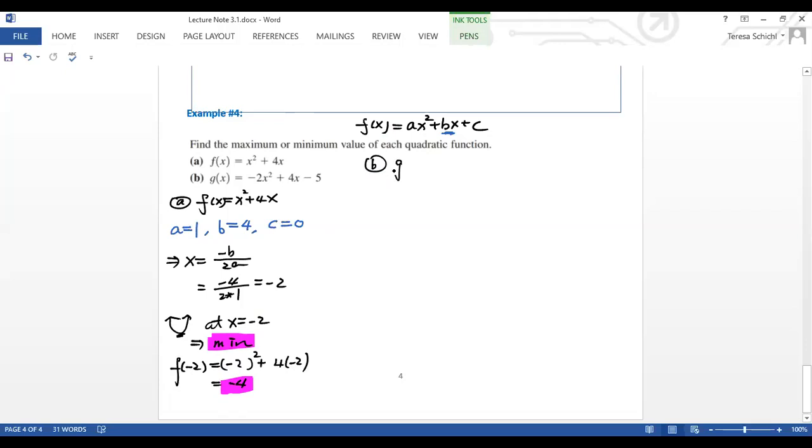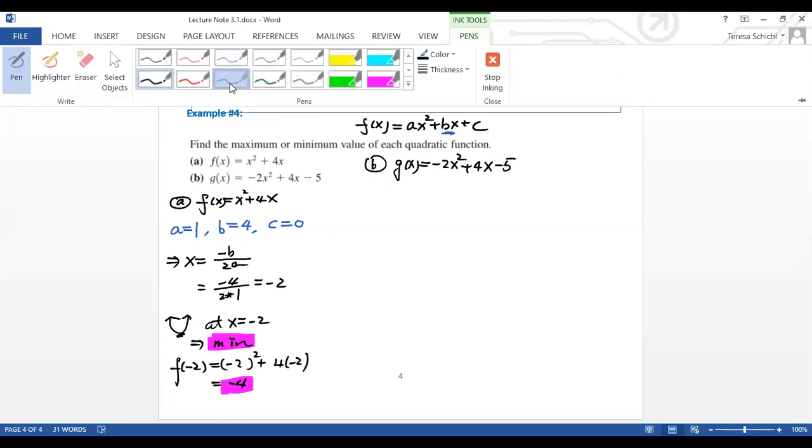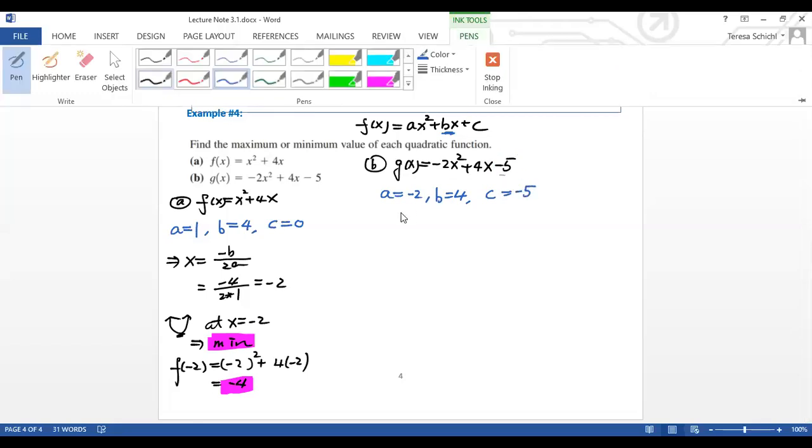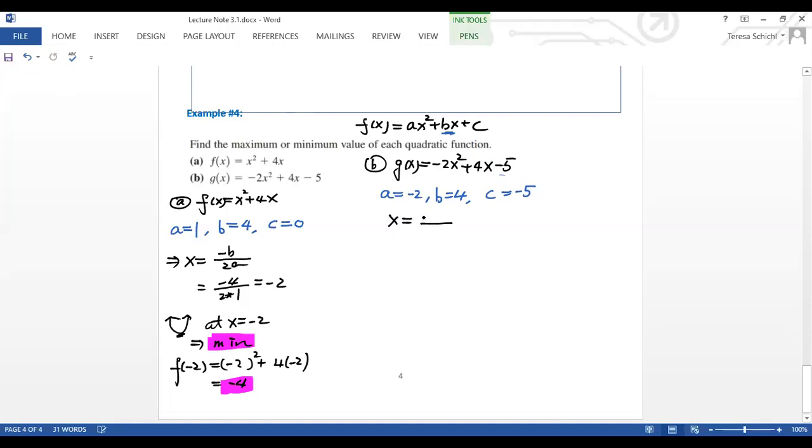Okay, let's take a look at part B. The g of x is negative 2x squared plus 4x minus 5. Let's write out the formula: a equal to negative 2, b equal to 4, and what is c here? Don't forget the negative, so c is negative 5. Now I know x is equal to negative b over 2a. Negative b is negative 4, and 2a is 2 times negative 2, which is negative 4. So it's a positive 1.